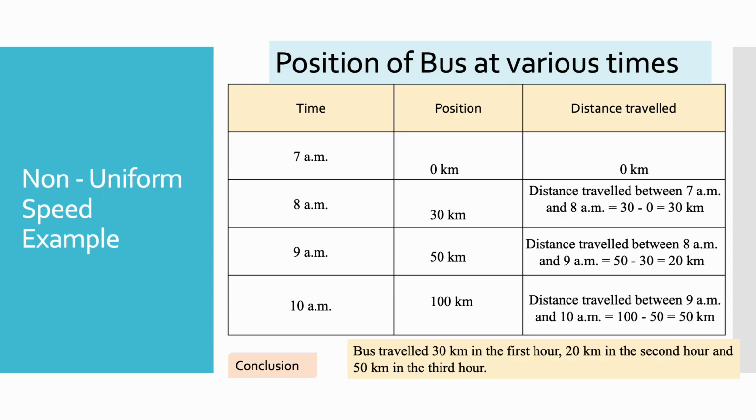So the conclusion is that the bus traveled 30 kilometers in the first hour, 20 kilometers in the second hour, and 50 kilometers in the third hour. So the bus is moving at non-uniform speed. The bus covers different distances in equal intervals of time.